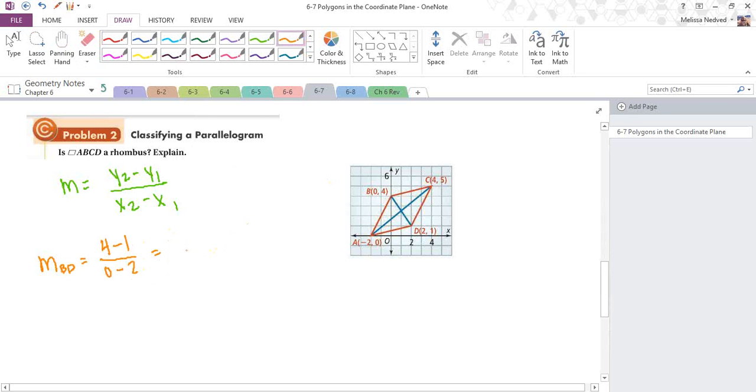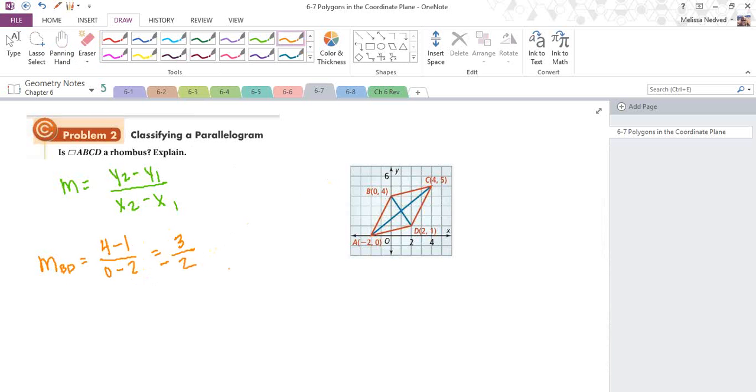Always simplify what's on top and what's on bottom separately, then do your division. 4 minus 1 is 3. 0 minus 2 is negative 2. Reduce if you can. In this case, that's all I can do. So I know the slope of BD is negative 3/2.